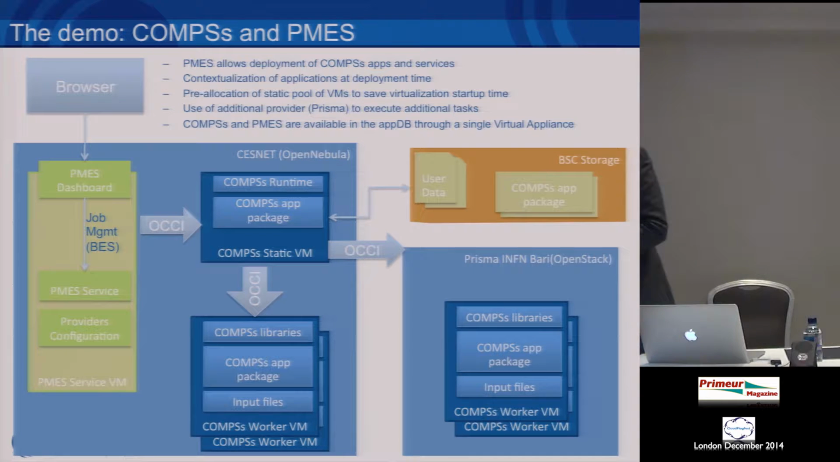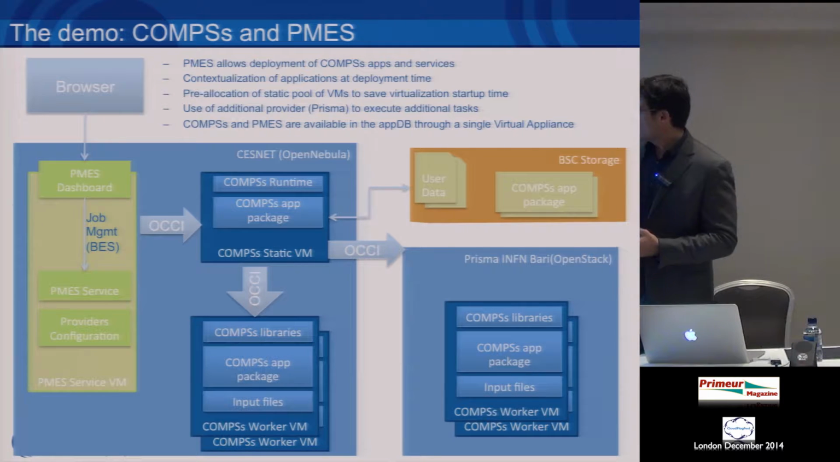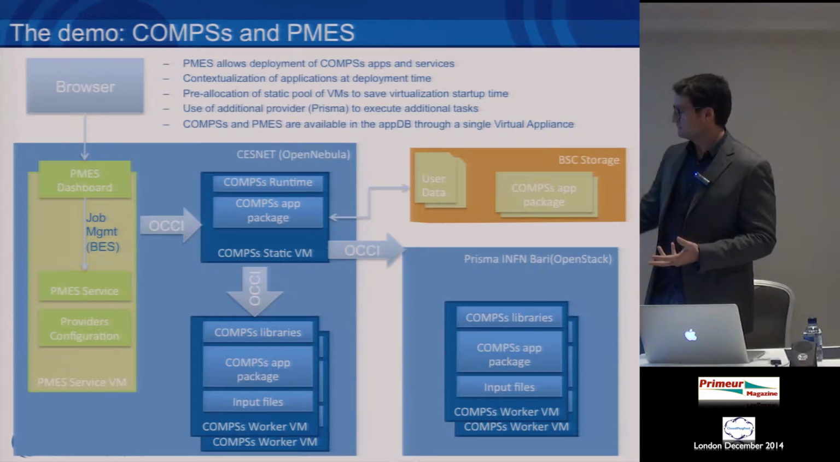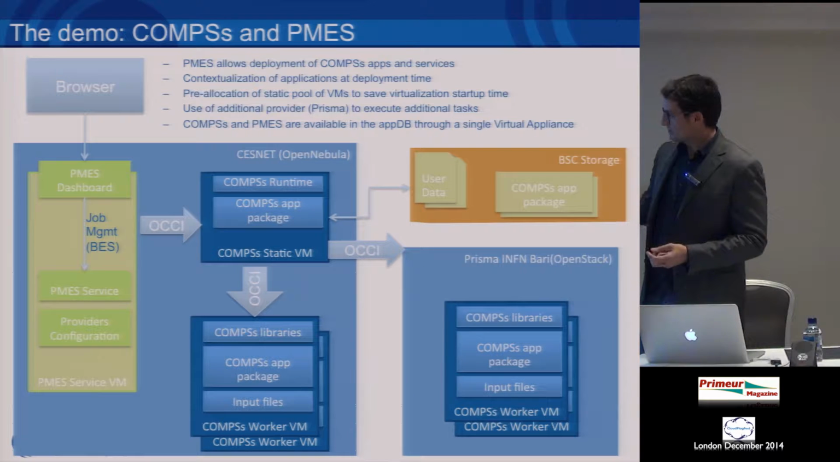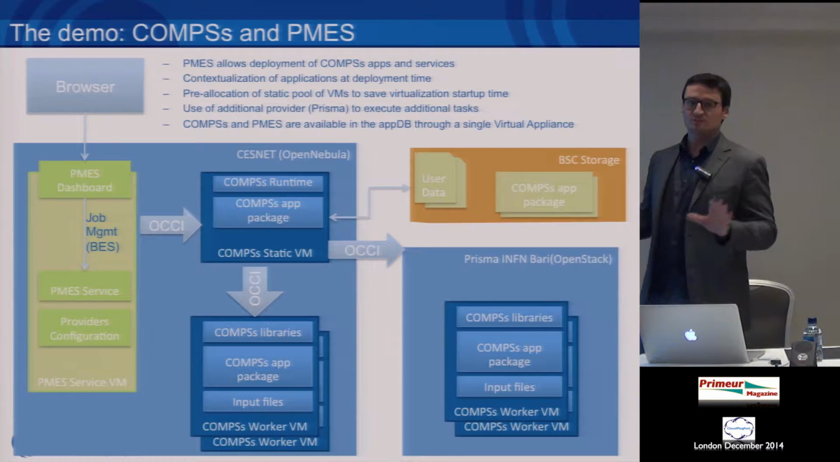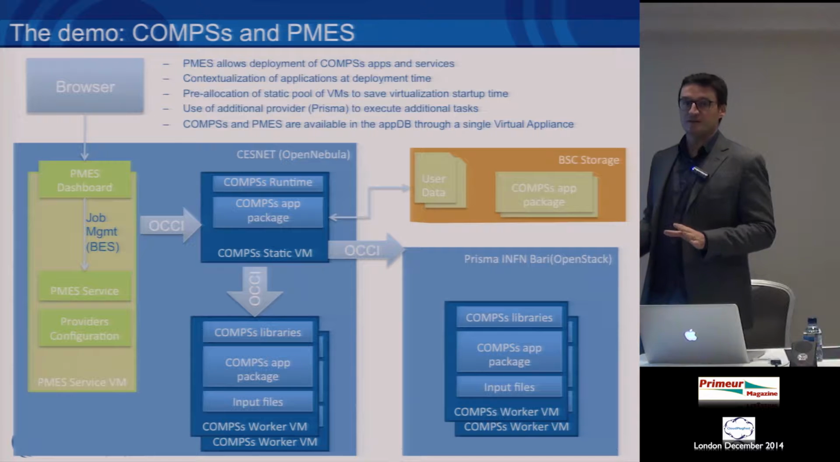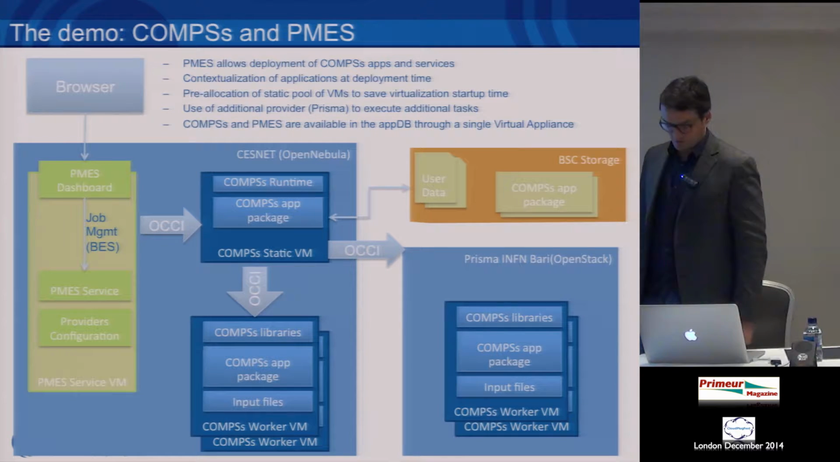And this has been created, of course, through OCCI. And then we will create dynamically more virtual machines as long as the execution goes on the same provider, on SESnet. And then we will use another provider in Italy, Bari. It's interesting to say that through the same interface, we are able to transparently deploy virtual machines on OpenNebula and OpenStack backends. This is completely transparent.